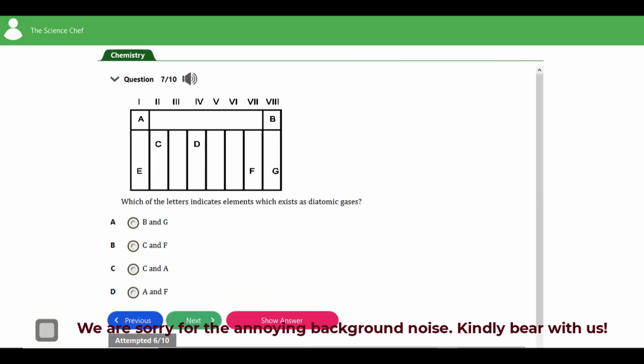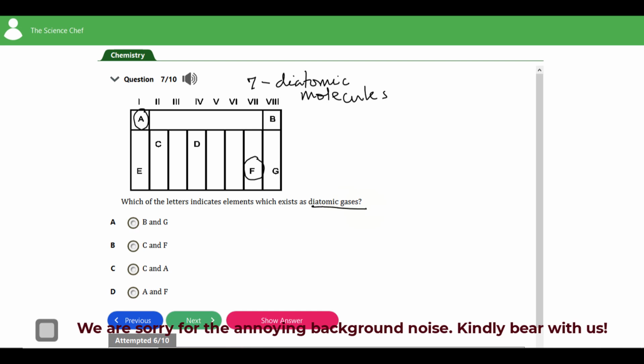Question 7. Which of the letters indicates element which exists as diatomic gases? We've treated this question before. Yes, we treated it in our last tutorial, so we are not going to waste time on this. We took time to explain the answer to this question. The two elements here that are diatomic are F and A. All group 7 elements are diatomic molecules, but not all of them are gases, right? But since we are told diatomic gases, right?